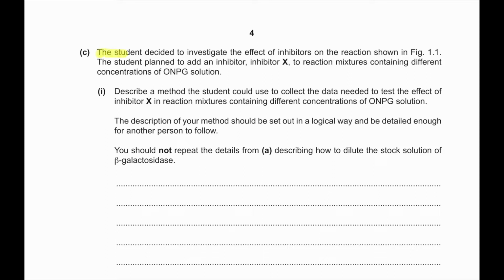Part C. The student decided to investigate the effect of inhibitors on the reaction shown in figure 1.1. The student planned to add an inhibitor, X, to the reaction mixture containing different concentrations of ONPG solution. Describe a method that the student could use to collect the data needed to test the effect of inhibitor X in reaction mixtures containing different concentrations of ONPG solution. The description of your method should be set out in a logical way and detailed enough for another person to follow. You should not repeat the details from A describing how to dilute the stock solution of beta-galactosidase.